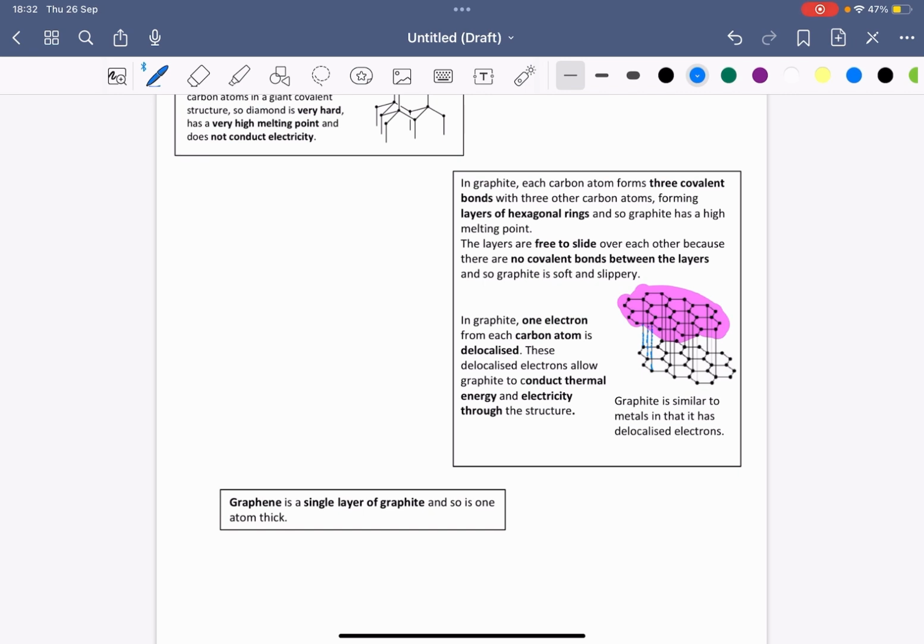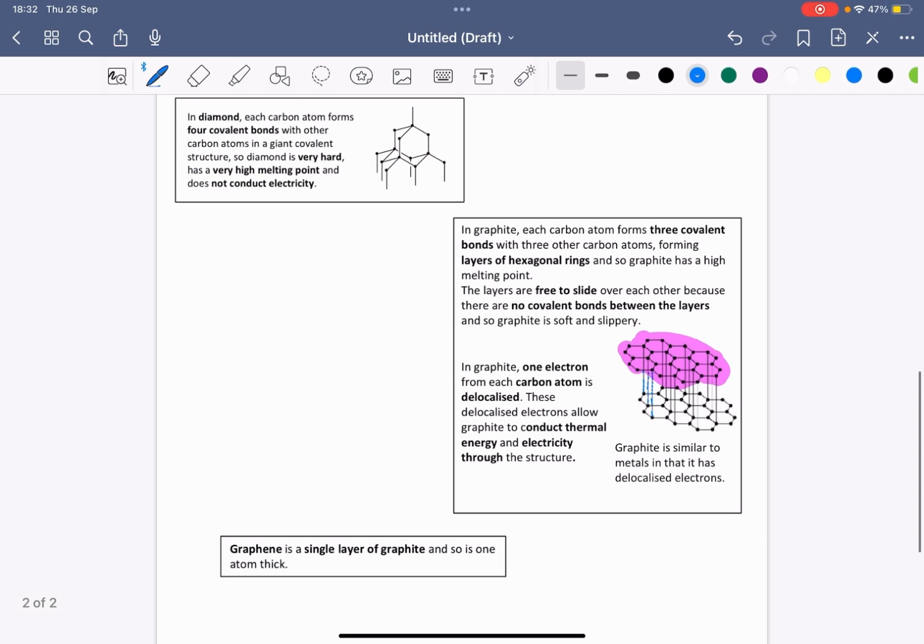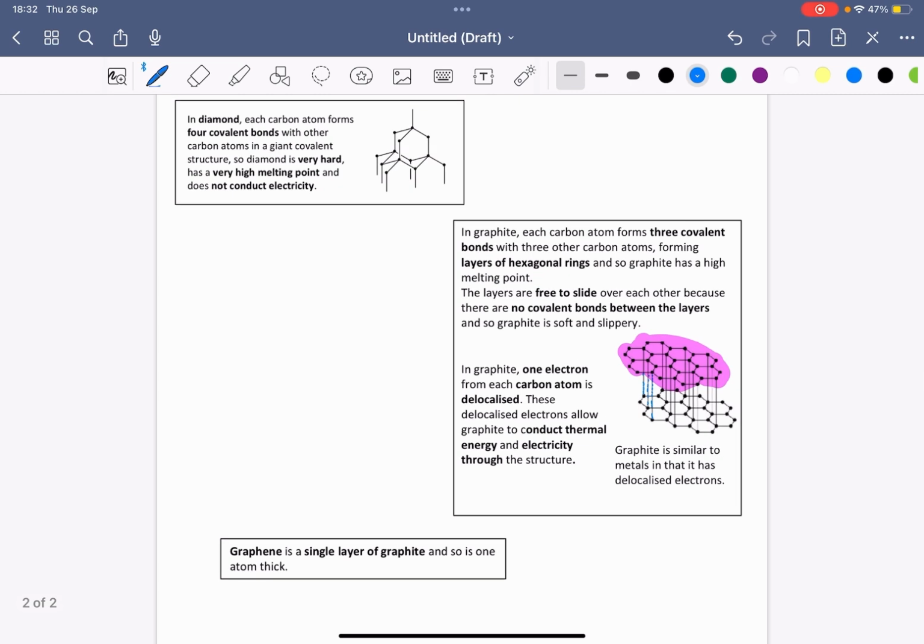So that's the difference between giant covalent structures and simple molecular structures. Now, be sure to remember these three examples that I've given: diamond, graphite, and graphene, because they can ask you about that in your exam.